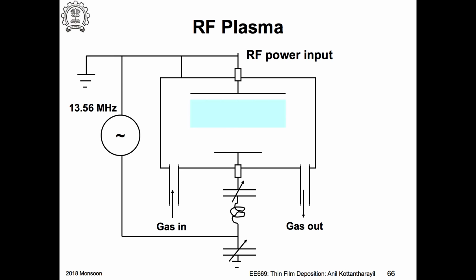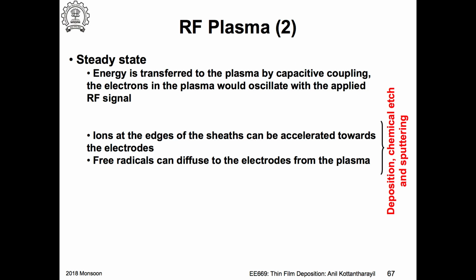So we are just reviewing what we have already discussed. In the sputtering process, we only took advantage of the heavy ions, which can be accelerated through the dark space. But here, and also in etching, we will look at other possibilities. So energy is transferred to the plasma by capacitive coupling. This is the parallel plate capacitor arrangement we have seen on the previous slide.